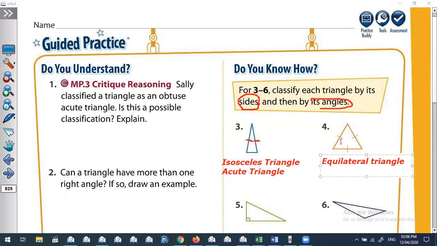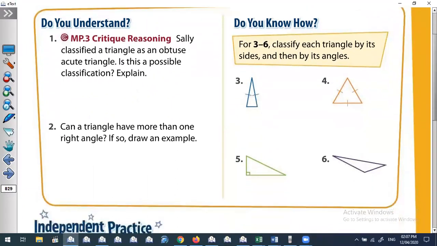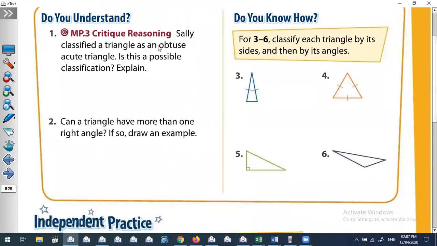Here we don't have a square corner and we don't have an angle more than right or more than 90. So it's also an acute triangle. The next one, number 5. Here, let's start according to sides.